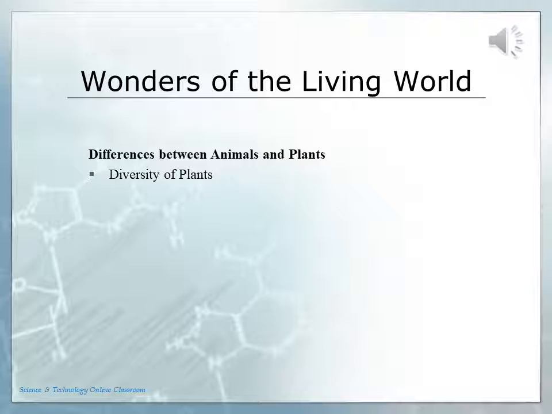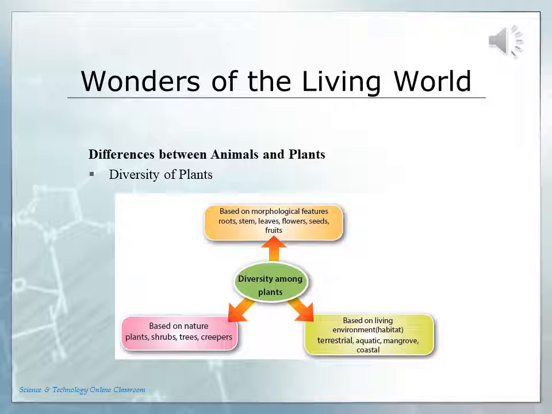Differences between animals and plants. Diversity of plants. There is a vast diversity among plants and animals in the environment. Based on the nature of plants, they can be categorized as plants, trees, shrubs and creepers. Also, there is diversity among plants in relation to morphological features such as roots, stem, leaves, flowers, shape, size and color of fruits and seeds. Plants grow not only on the terrestrial environments but also on aquatic, coastal and mangrove environments.